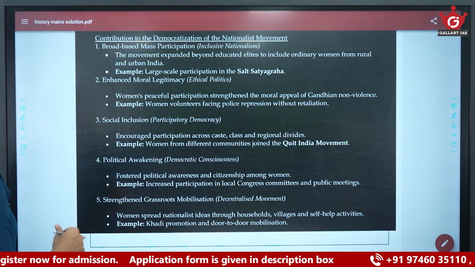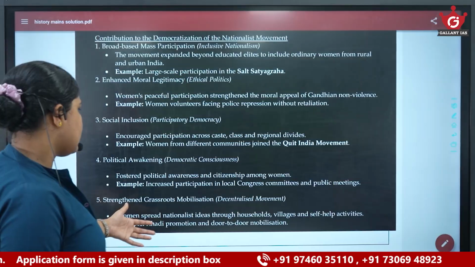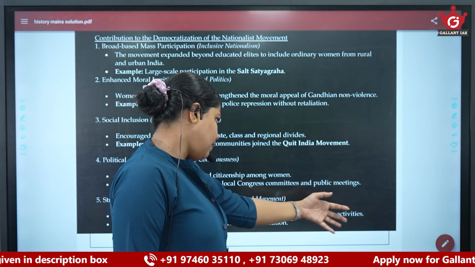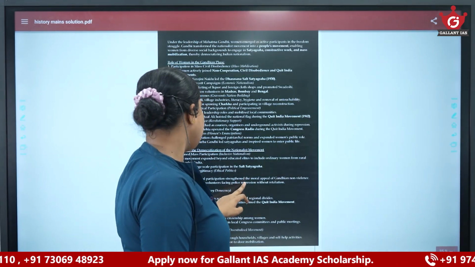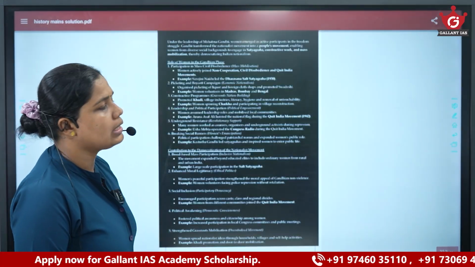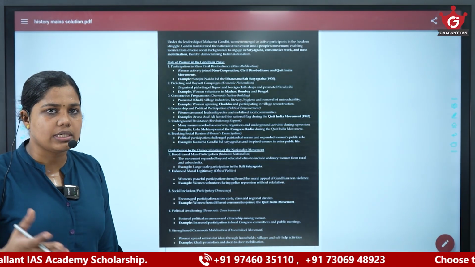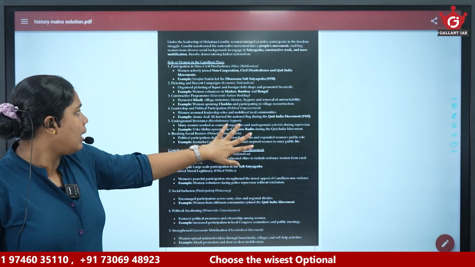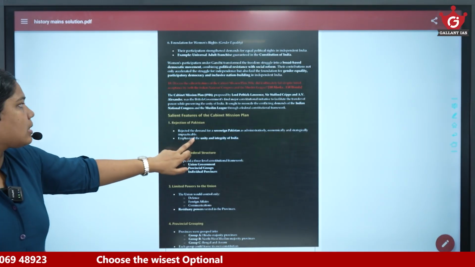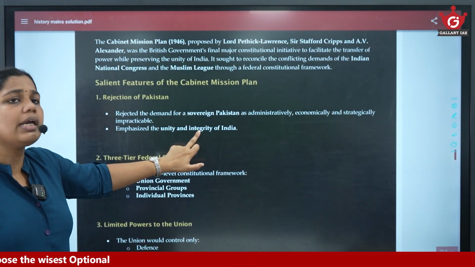Next is strengthening grassroots mobilization. Women spread nationalistic ideas through households, villages, and self-help activities. You can mention khadi promotion and door-to-door mobilization. See, this kind of examples you can find easily from NCERTs, your standard books, etc. Or if you're not able to find it, just Google it. Have some 5 to 6 examples ready in hand so that you can use them at any time and space.